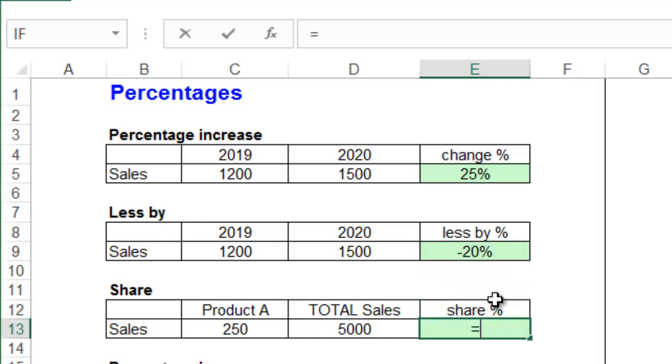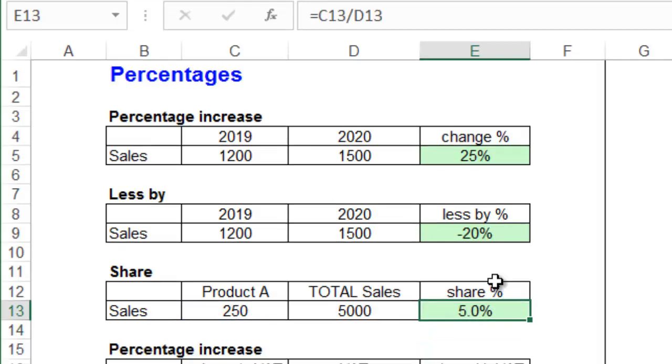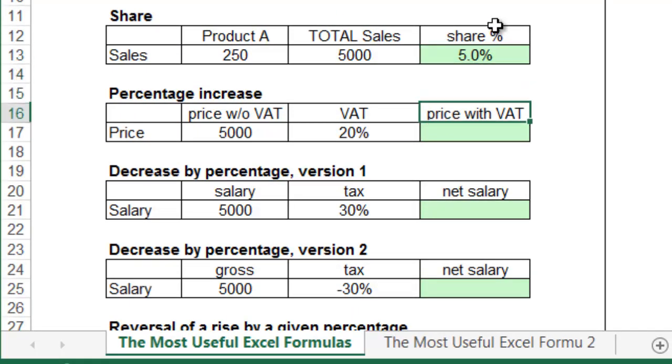To calculate the percentage of a product from the total sales, we need to divide the sales of the product by the total sales. Sales of product A divided by total sales. When we want to increase one value by a percentage, for example, adding VAT by increasing the net price by 20%, use the following formula. Original value times 1 plus percentage change. Similarly, when decreasing by a percentage, use the same formula but change the plus to a minus. Original value times 1 minus percentage change.